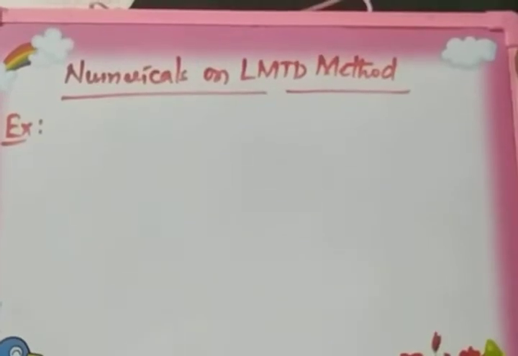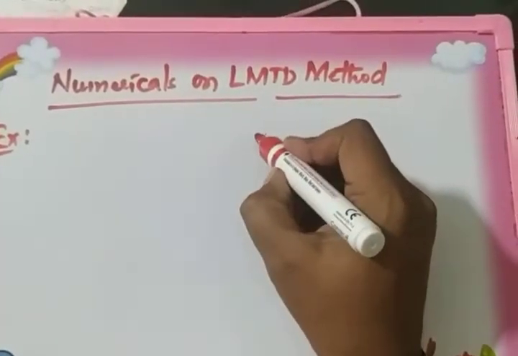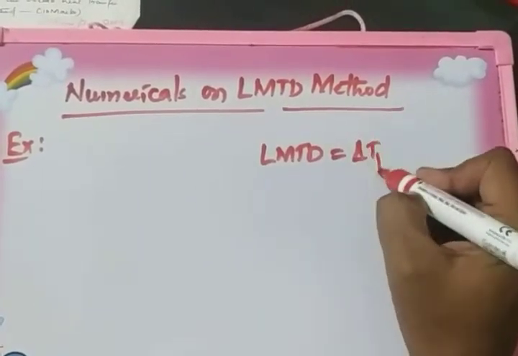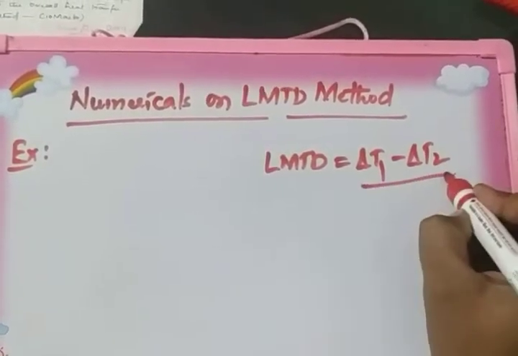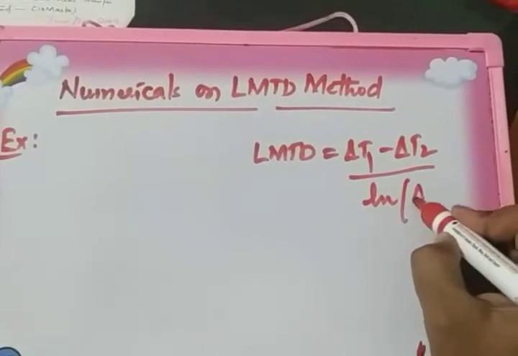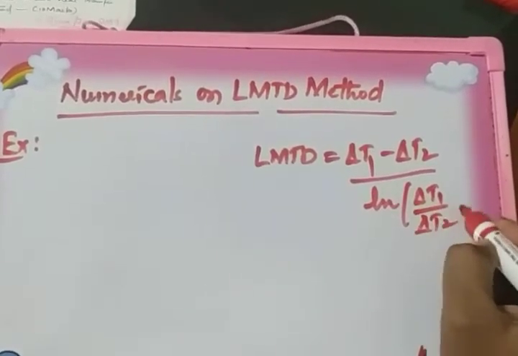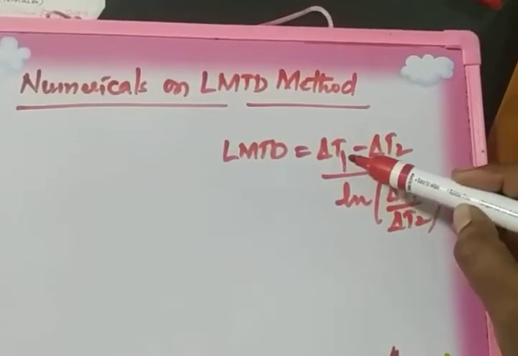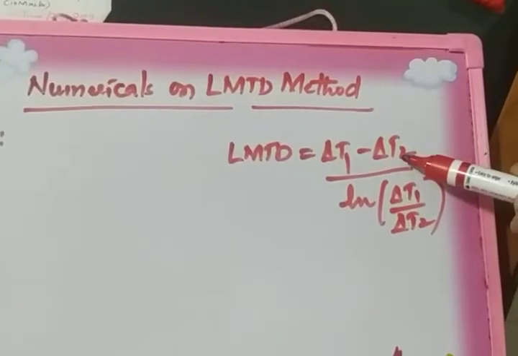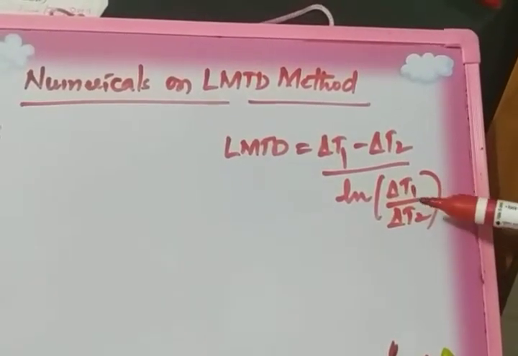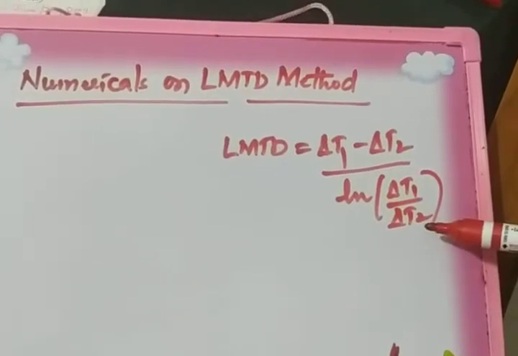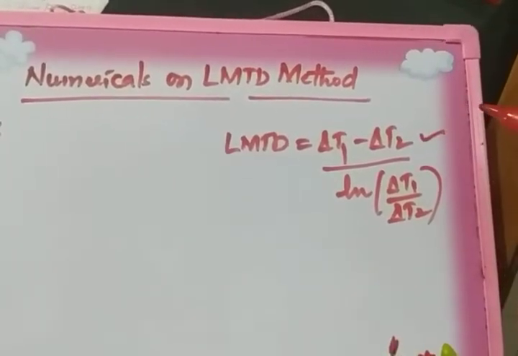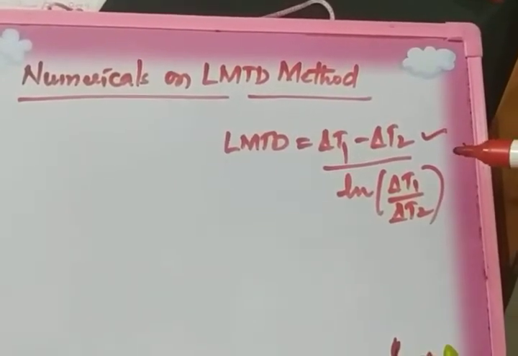If you remember, the LMTD of any parallel flow or counter flow heat exchanger is derived as delta T1 minus delta T2 divided by ln of delta T1 divided by delta T2. Please note, we derived this equation in the previous session. It can also be written as delta T2 minus delta T1 divided by ln of delta T2 by delta T1. The other way is also possible. So this is the equation for LMTD, which holds good for both parallel as well as counter flow heat exchangers.